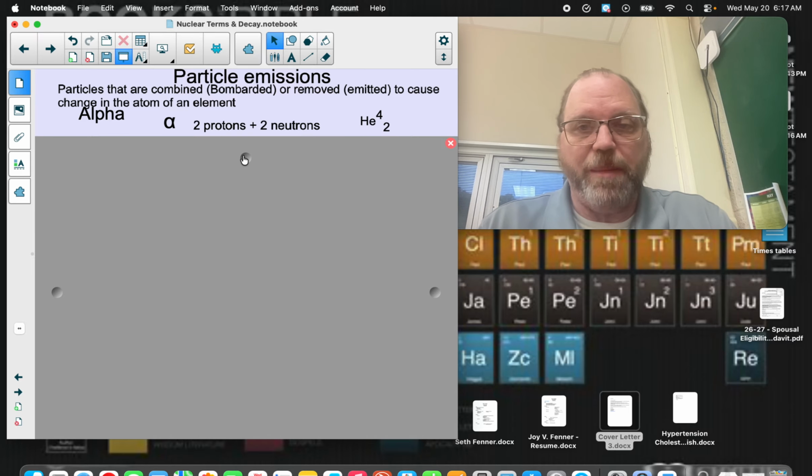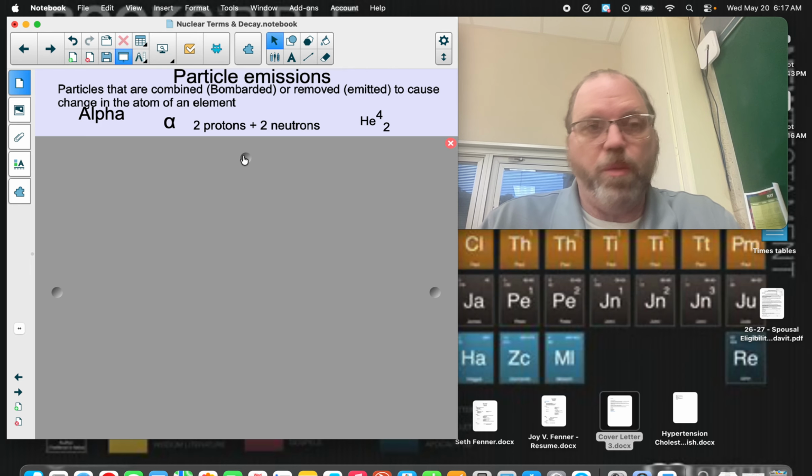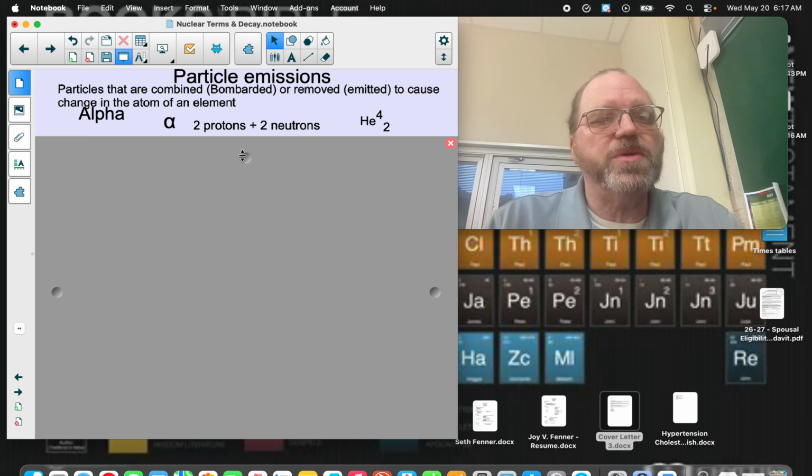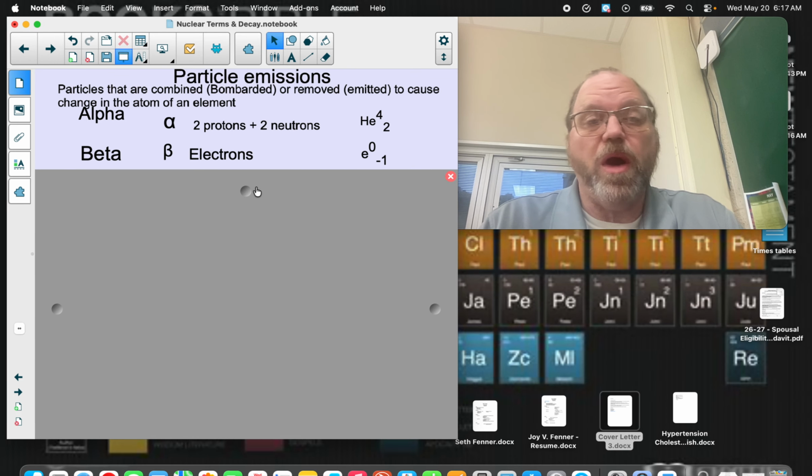When we first started coming up with these, we wanted to sound really scientific, so we started using the Greek alphabet: alpha, beta, gamma. But then eventually we said, this is silly, let's just call it what it is. So an alpha is 2 protons and 2 neutrons. When we do something later called transmutation, this is the way we represent a helium nucleus. That's an alpha particle.